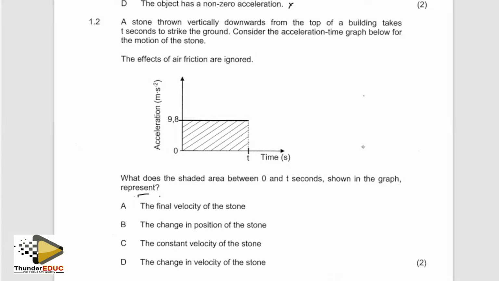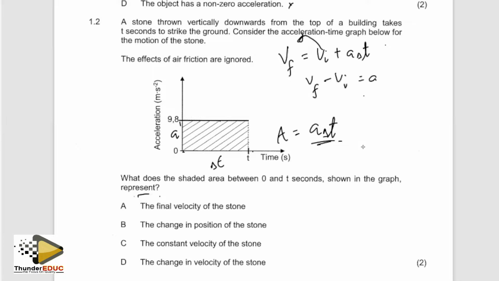What we know, we can use the first equation of motion, where Vf is equal to Vi plus a delta t. Now, when you talk about the area under the graph, this is the acceleration, and this side is the change in time. The shape is a rectangle, which means the area is just a delta t. If we move the Vi that side, it's V final minus Vi equal to a delta t. So this component here is what we call the change in velocity.